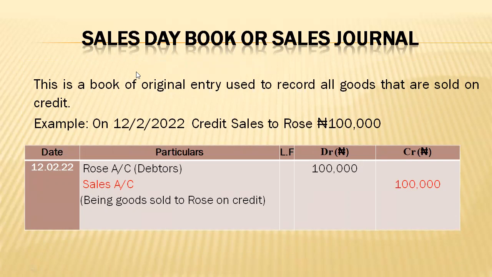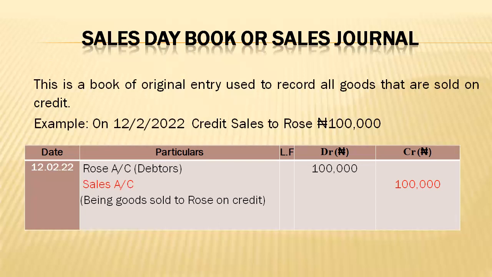So let's look at this example. On the 12th of February 2022, credit sales to Rose. That means we have sold to Rose on credit. And don't forget, there is no involvement of cash here. That does not involve any cash transaction. The transaction was made on credit. So what do we do then? We debit Rose's account because Rose is receiving.